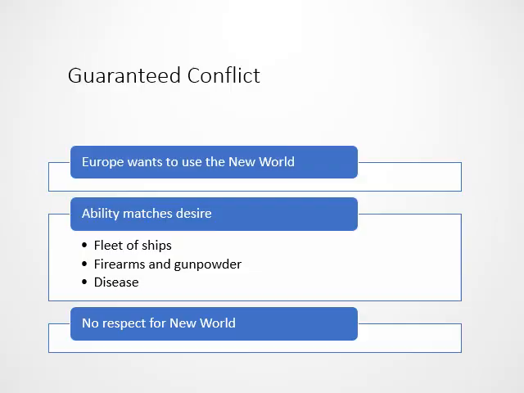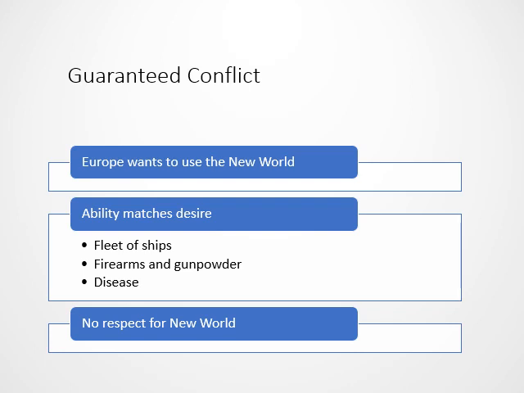So what happens when you get the desire of the Europeans to use the New World for money, for land, and you get people who already lived there? It's obviously not going to go well. It's a guaranteed conflict. But what happened is the Europeans' desire to conquer was matched by their ability. They had fleets of ships, they had firearms and gunpowder, and they also had disease. In Europe, people tended to live closer to the livestock, so they had different diseases that people in the Americas had not been exposed to.